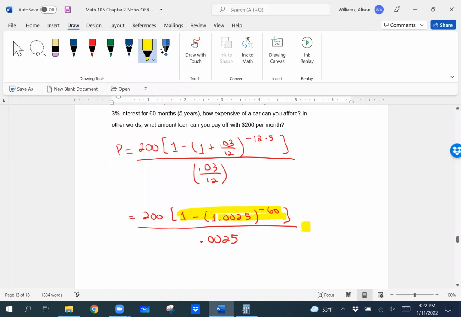$11,130.47. Oops, switch it back to the red pen. $11,130.47. So that's the loan. Obviously not the $12,000 we're going to spend, but not too far off because it's only 5 years. So we can afford to get a car that's about a little over $11,000.